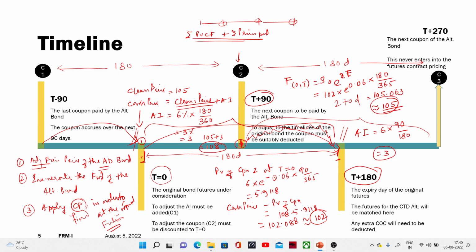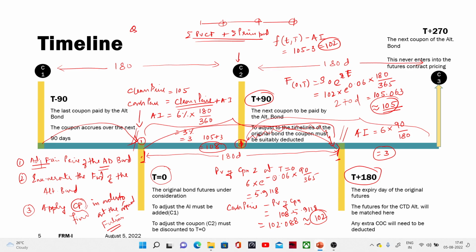So from this 3, what do we have to do? Since the forward price already carries the effect of it, we will have to suitably adjust. So how do we suitably adjust? We say the forward price between time 90 and time 180, from this we must deduct the accrued interest. So from 105, if we deduct 3 out here, this becomes 102. And now this becomes the adjusted fair value of the alternate delivery bond basis forward contract. There is just one more step that remains, and that is to apply the conversion factor.